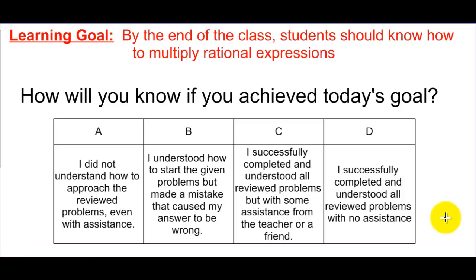Okay, so if you take a look at the learning goal at the top, what we're trying to do in this video is to make sure that you understand how to multiply rational expressions. Okay, so we have our rubric down at the bottom. What your goal is by the time you watch the video and then try out the problems in class and the checkpoint problems, you should be over here and be able to do the problems without asking any questions, because that's what you would do on a test.